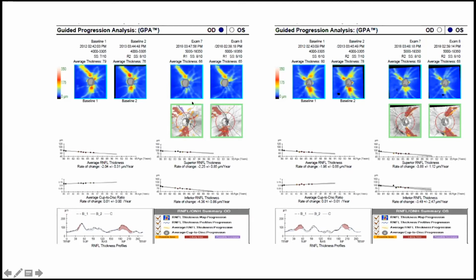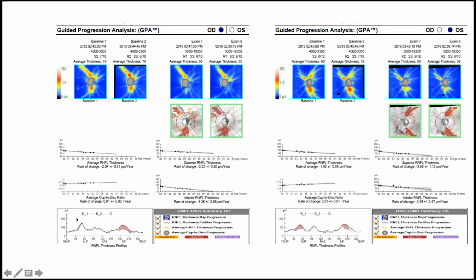For the OCT, the places where we can see event analysis are right here. Anytime we see yellow pixels, those are changes that exceed the expected amount of test-to-test variability on a single test. And then when those areas are repeated, they'll change to red. So we have both inferior and superior areas where we expect to see change in glaucoma that are saying, yeah, this patient has changed from baseline back in 2012, 2013.